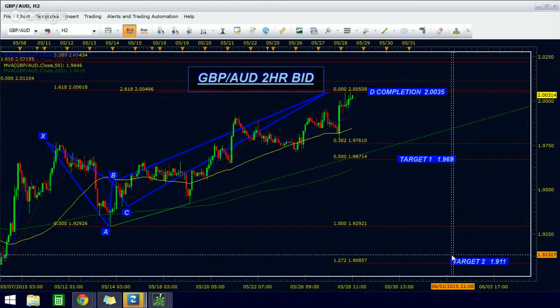Let's see how this moves throughout the rest of the London close, New York, and the opening of Asia. Being that this is a 2-hour chart, this could be a pattern that will get to our target probably in a week or sooner. So if you are a day trader, you get in and out every day and don't leave positions overnight, this may not be the trade for you.